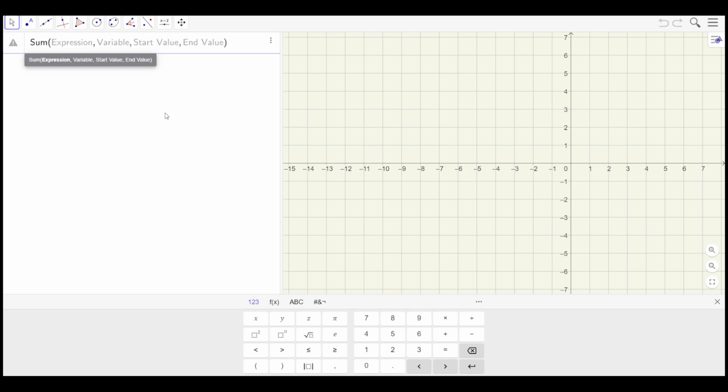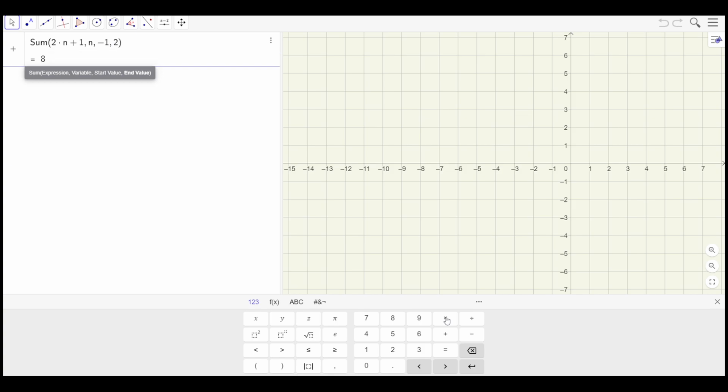So what was my expression? It was 2. I really recommend you use the product sign. Sometimes it gets confused, I don't know why. So 2n plus 1. That is my expression. The next one is the name of my counter. In this case, it is obvious that the only counter is n, but in more difficult problems, you have more than one variable, and one of them is the counter. So you have to introduce it, okay? So anyway, we introduce n. The starting value was -1, that is called the lower limit, and the highest value, that is called the upper limit. So that's 2, and the answer is 8. So that is what we did.